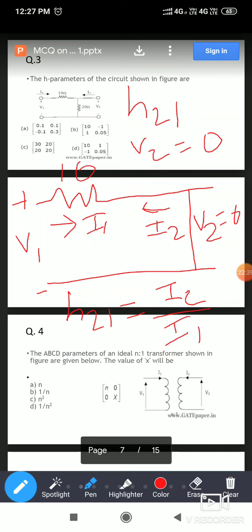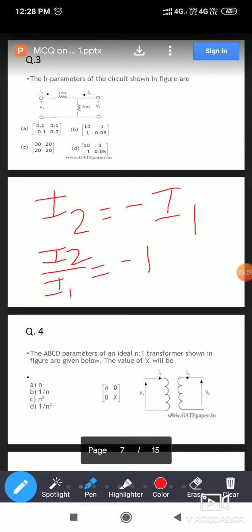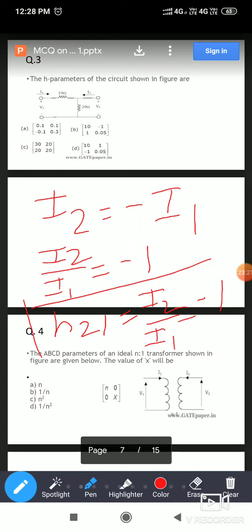If you observe the circuit, I1 and I2 are the same in magnitude; only the direction matters. So I1 is equal to minus I2. I1 and I2 are opposite to each other, so I2 is equal to minus I1. What we need is I2 divided by I1, so I2 divided by I1 is equal to minus 1. That is H21. H21 is equal to I2 divided by I1, which is minus 1. As it is a current gain, it is unitless. So the value of H21 is minus 1.